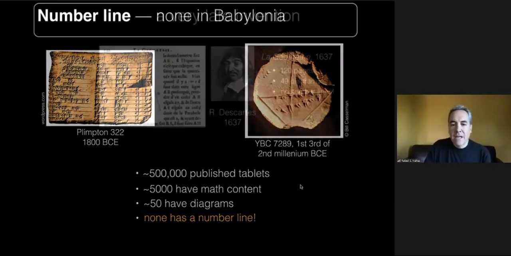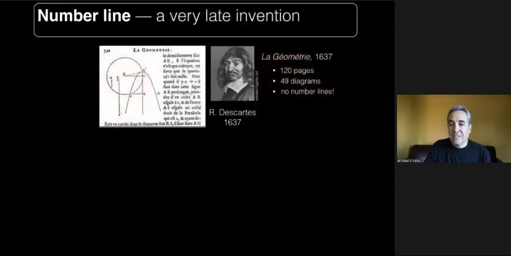In fact, even when you go to more recent times, let's say the 17th century, the work of La Géométrie by René Descartes, you would find there are no number lines there either, even though he's the father of the Cartesian coordinates. But he would treat quantities separately, let's say A and Q in this case, never put on a line, and all the narrative and the discourse would be in the same tradition as Euclidean geometry, playing with the elements with generic quantities. So La Géométrie has 120 pages, 49 diagrams, not a single number line.